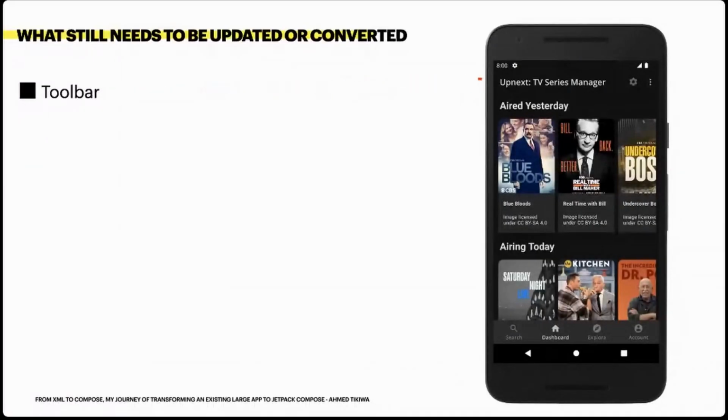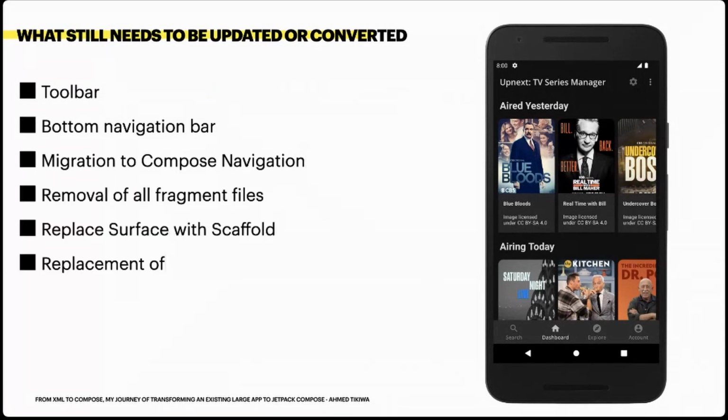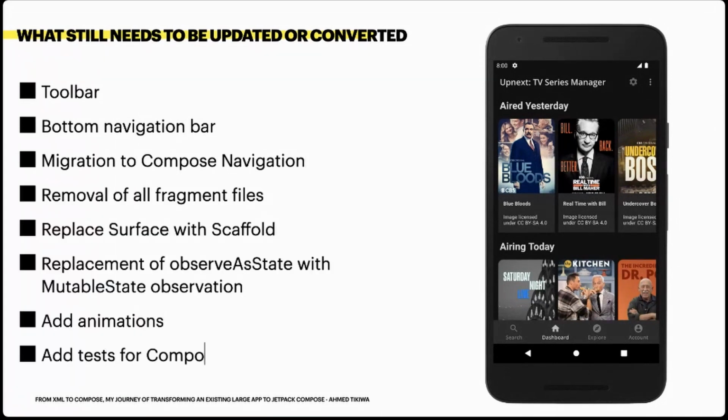So what still needs to be updated or converted? I still need to change the toolbar. I need to migrate that to the Jetpack Compose toolbar, or rather the app bar. I need to migrate the bottom navigation bar to the Jetpack Compose version. I've already started on this work. It is on a separate branch, and I will share the link to my code in just a bit.